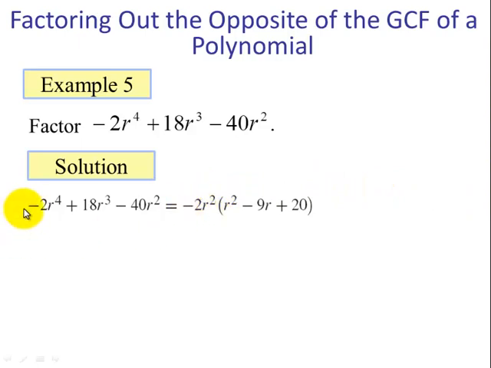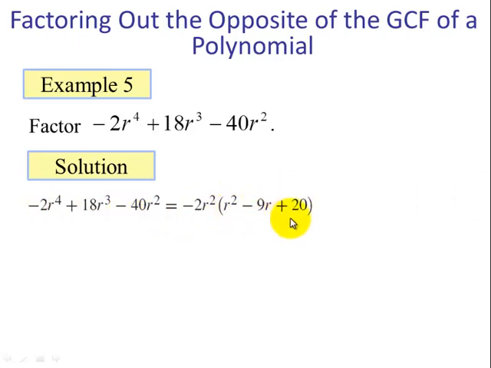When we do this, the signs of each term will change. This is negative, now it's positive. This is positive, now it's negative. And this is negative, and now it's positive. Now if you're unsure, you can always use the distributive property and verify that your answer is correct.